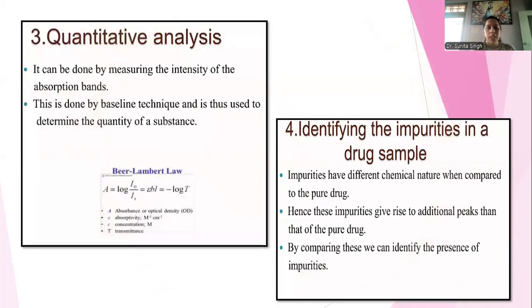Quantitative analysis can also be done by measuring the intensity of the absorption bands. So the application involves this also, and it is also helpful in identifying impurities in a drug sample. Impurities have a different chemical nature when compared to the pure drug. Hence, these impurities give rise to additional peaks than that of a pure drug.